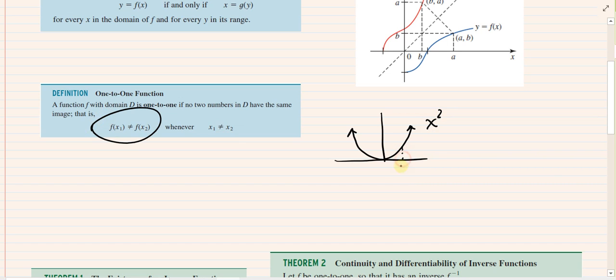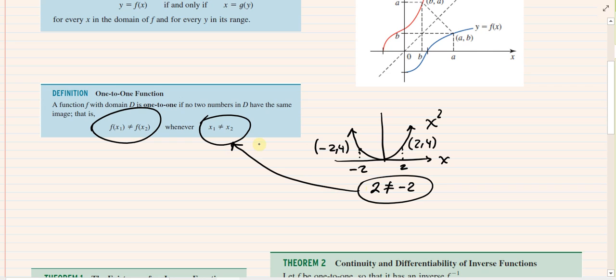So in here, suppose I have the point 2, and 2 squared is 4. So (2, 4) is on the graph of this function, and (-2, 4) is also on the graph of the function. Notice for different x values, 2 is not equal to -2, but in my example of x squared, the y's are the same, they're both 4. So the y values are not different. Therefore, this function, the basic parabola, is not a one-to-one function.